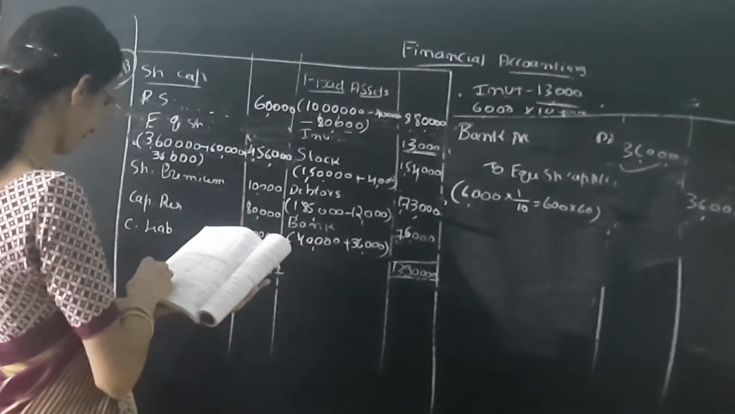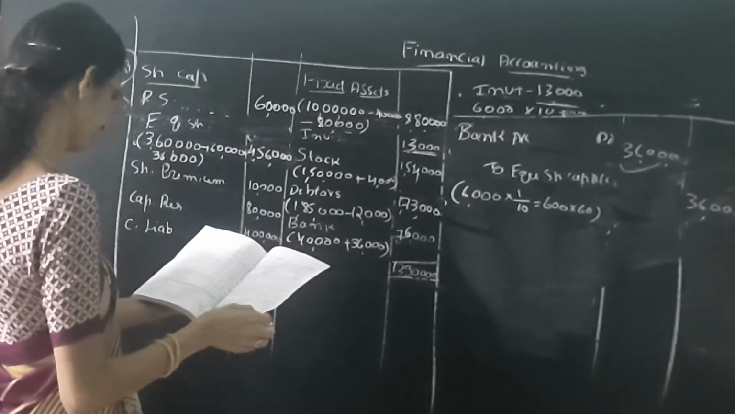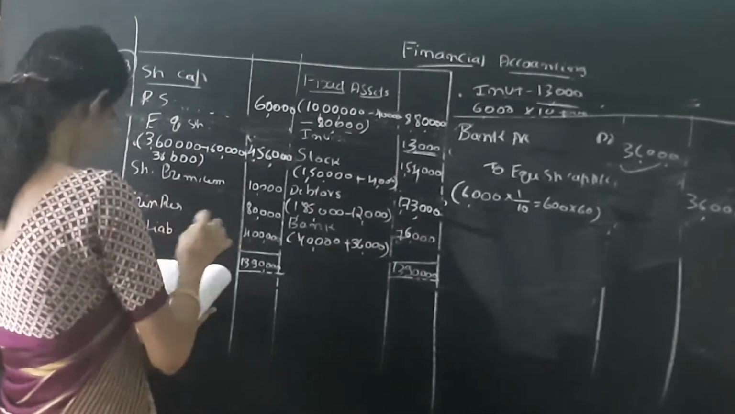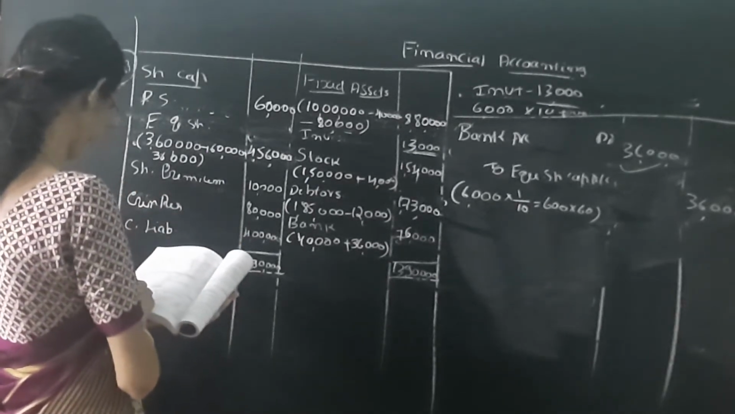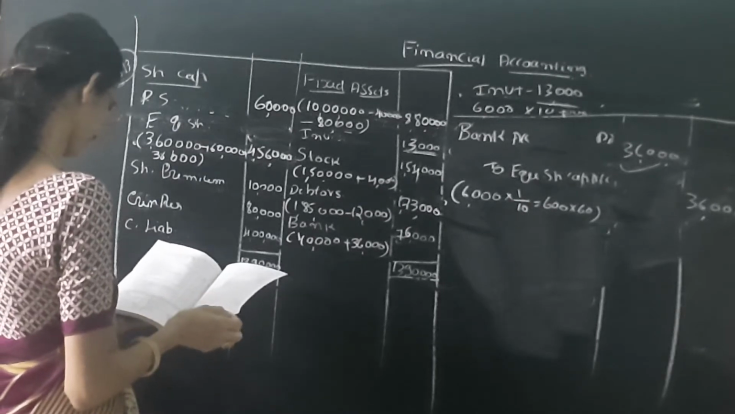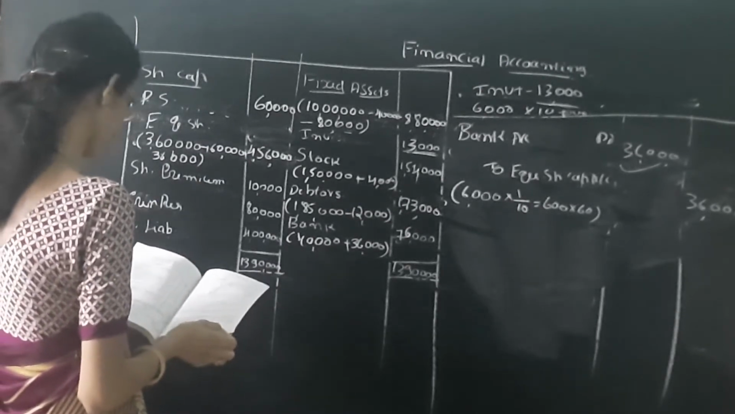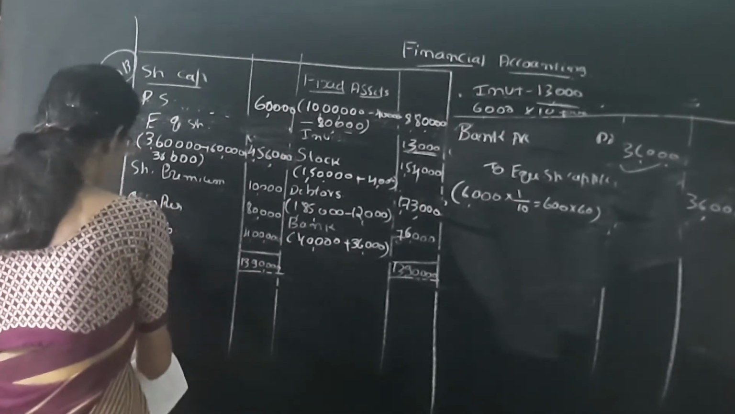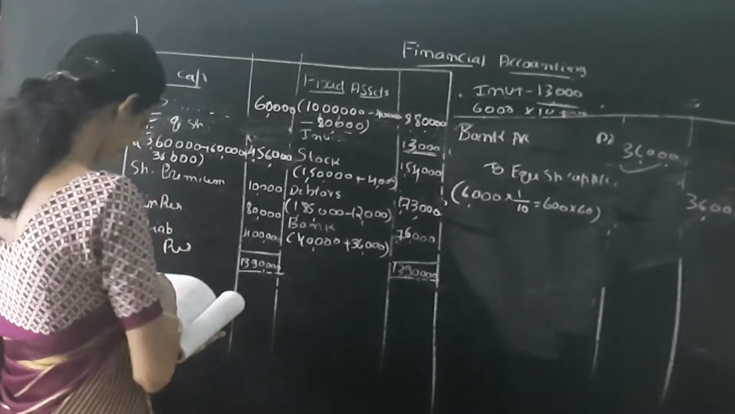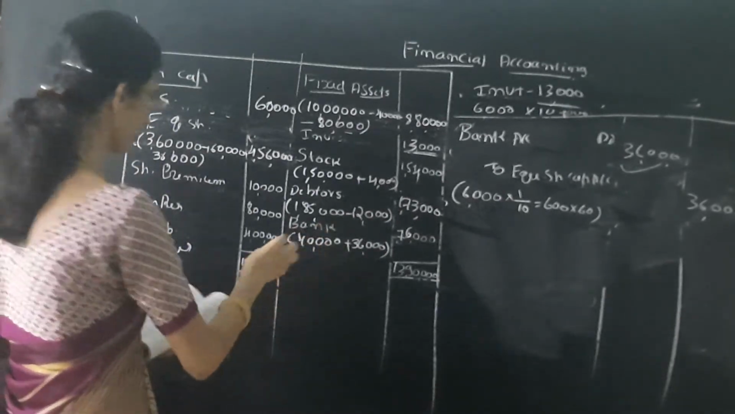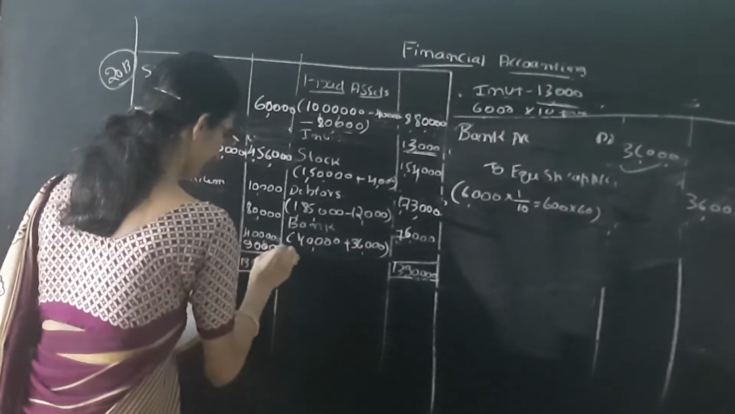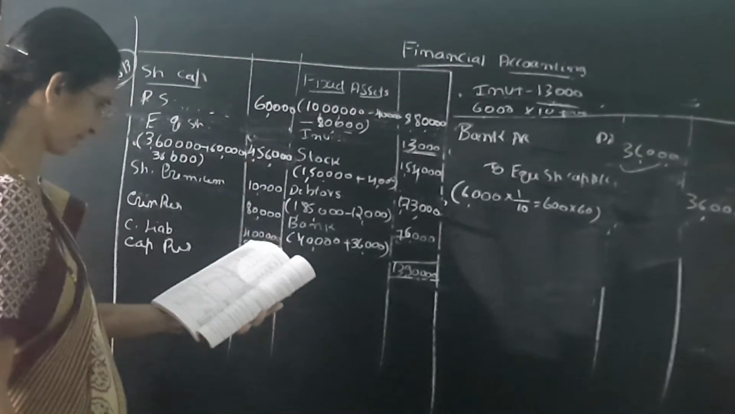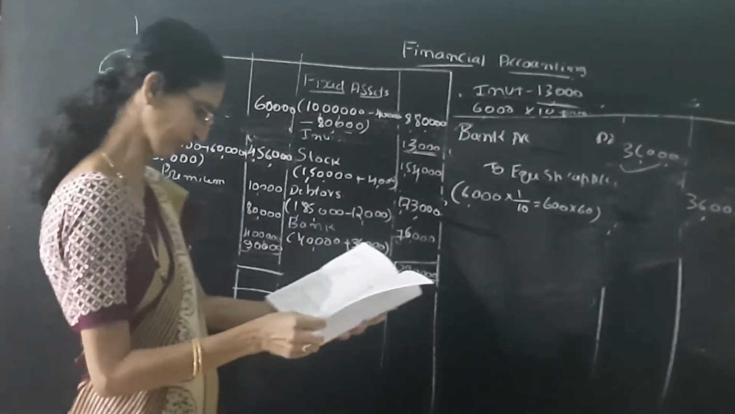Then capital reserve. Sorry, it is general reserve, as given in the problem. Then current liabilities as it is. General reserve is over, current liabilities as it is. Then we have to add capital reserve. See the last but one journal entry, it is 90,000. Then once again see the first journal entry.